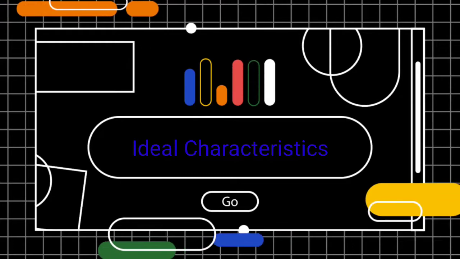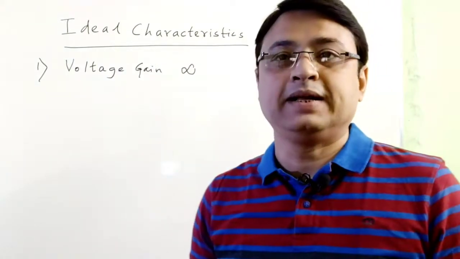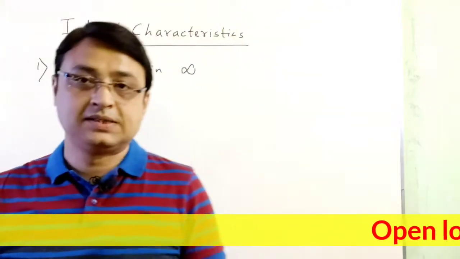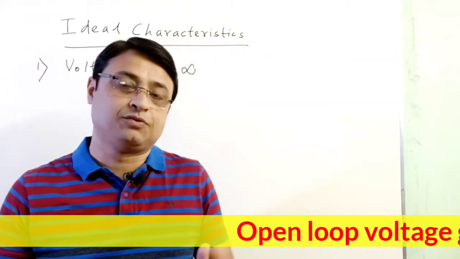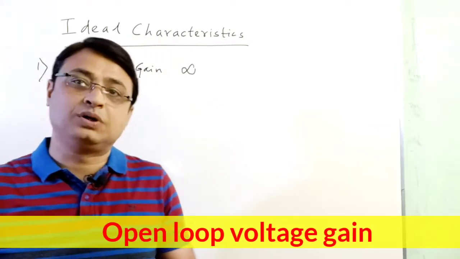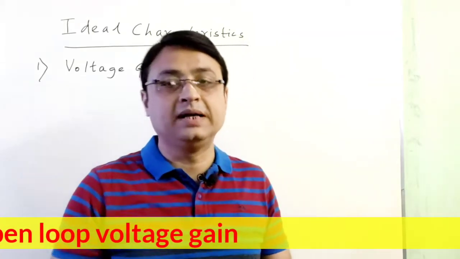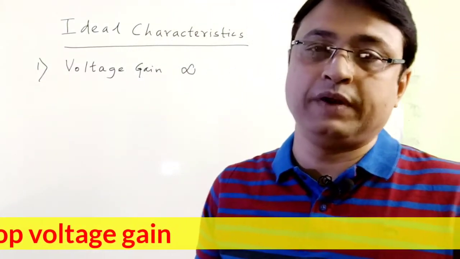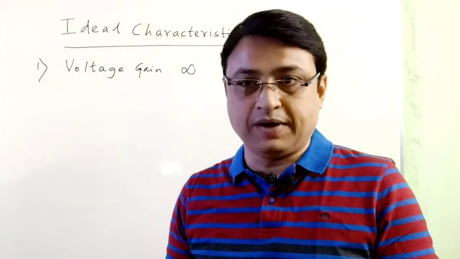So number 1, ideal characteristics of an op-amp. This is the first point, that is infinite open loop voltage gain. Carefully notice the term open loop. When an op-amp is in a closed loop, that is when a resistance is connected across its input and output terminals, it will be a closed loop configuration. But this point tells us about the open loop configuration, or whenever an op-amp is in open loop mode, then the voltage gain is infinite.